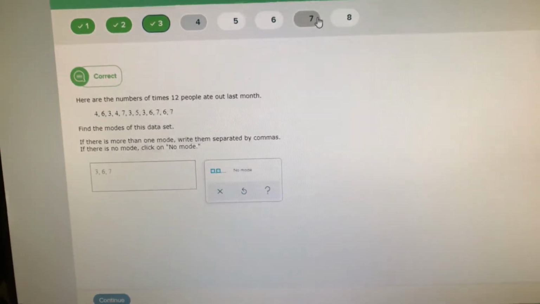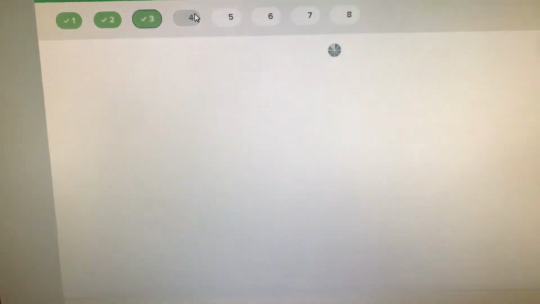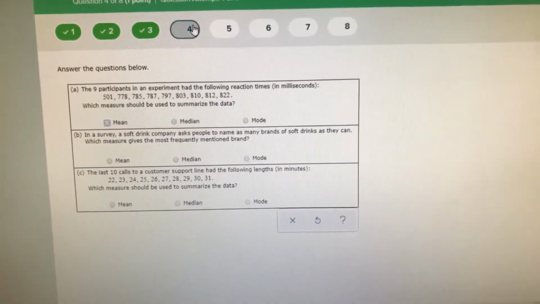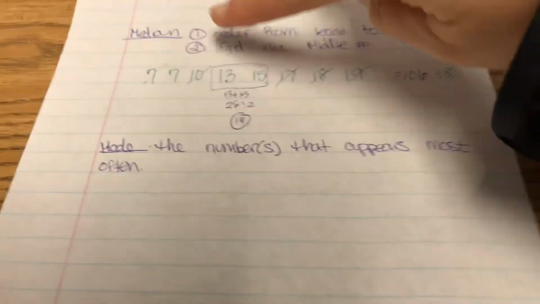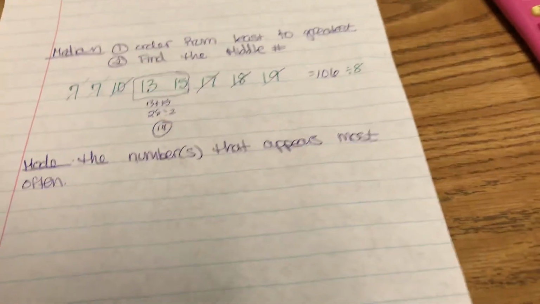And number 3 is just like number 7. Number 4 is where you're going to see which number you should use. Should you use mean? Should you use median? And should you use mode?